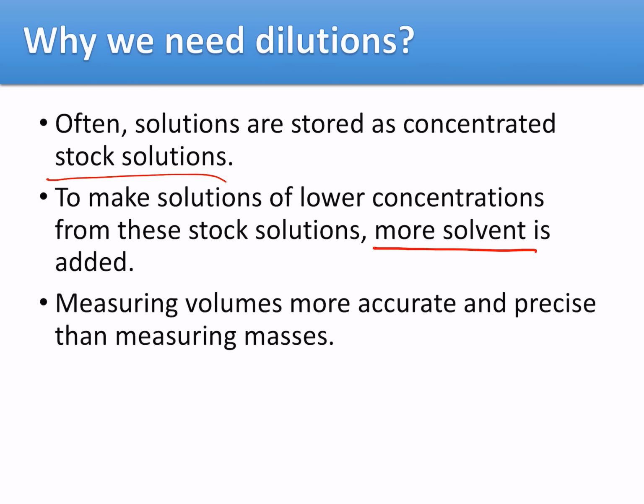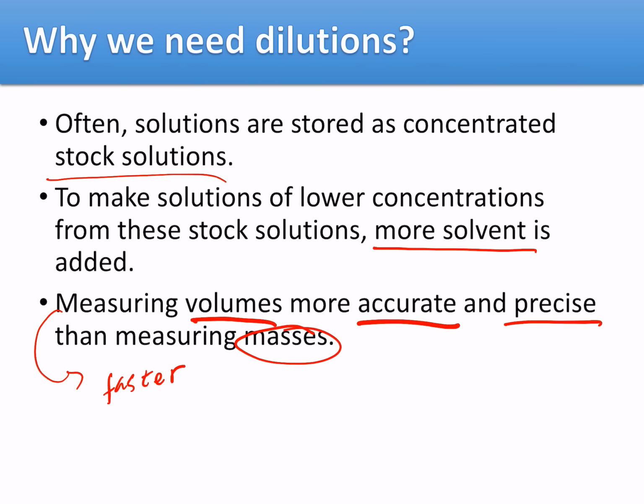And you want to do that because when you are measuring volumes, you can do that more accurately and more precisely than measuring masses. Measuring masses takes longer, and measuring volumes is also faster. So you can measure it faster with great accuracy and great precision, better than you can if you're focused on masses. So that's why you prepare dilutions.